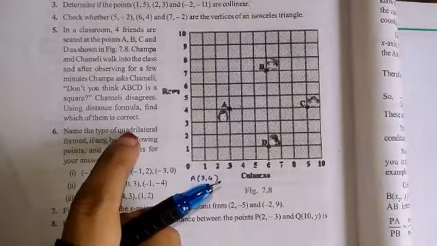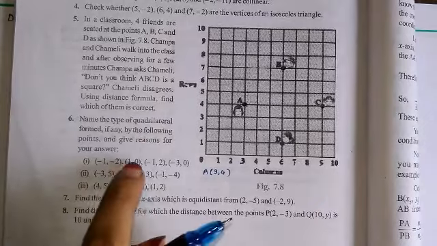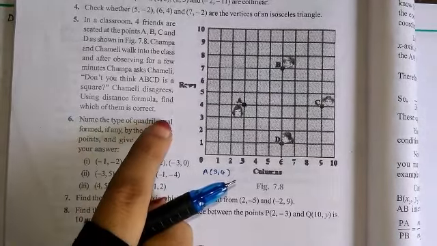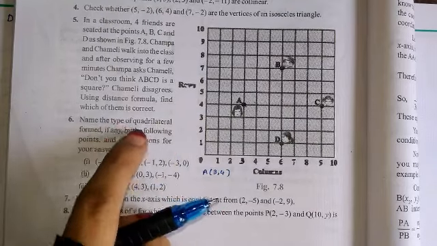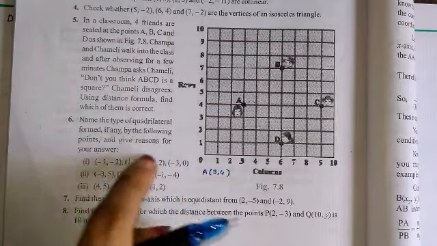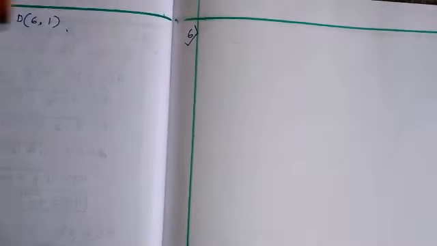Sixth one question. What they have told here is, name the type of quadrilateral. Now here 4 points they have given. Name the type of quadrilateral formed, if any, by the following points. And we have to find which type of quadrilateral it is. Okay. Here points are given.